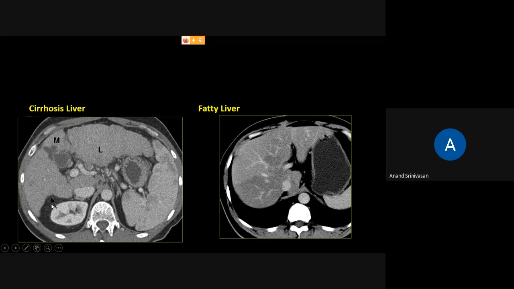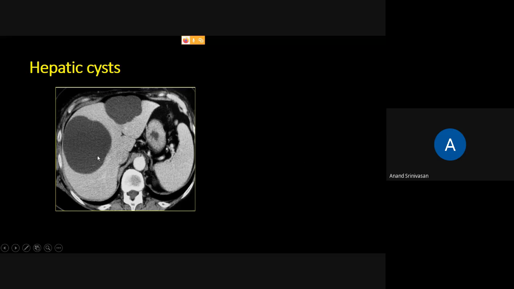So this is a cirrhosis liver. You can see the irregular appearance of the liver, a cirrhotic liver. And this is the fatty liver in an X-ray, where you can see the enlarged liver, hepatomegaly. Sometimes the radiolucent structures present inside the liver indicate the presence of cysts, either because of amoebic cysts or hydatid cysts. So it could be because of any of these conditions.